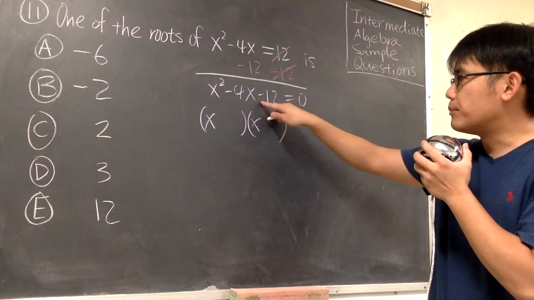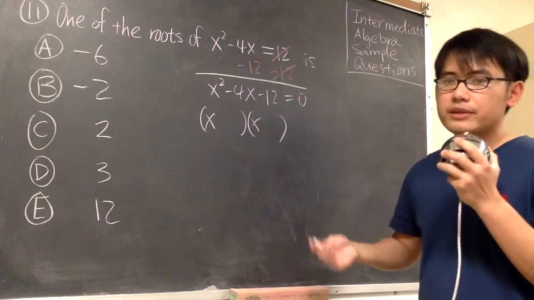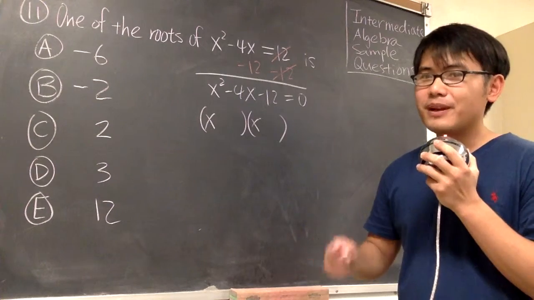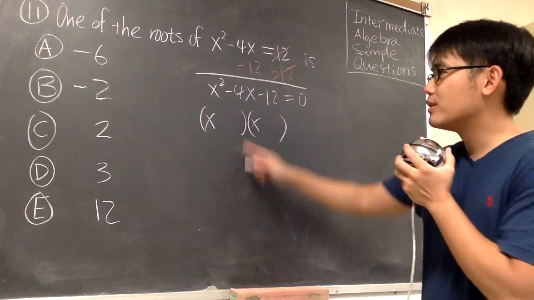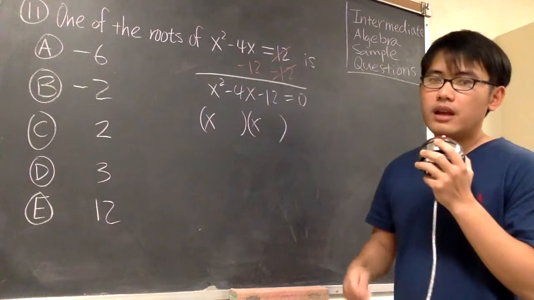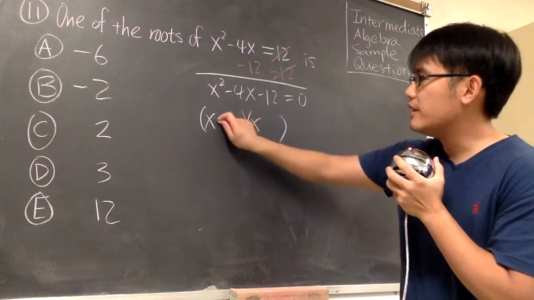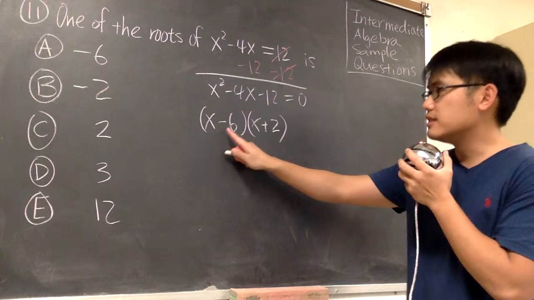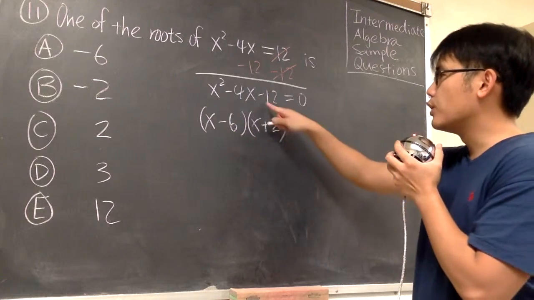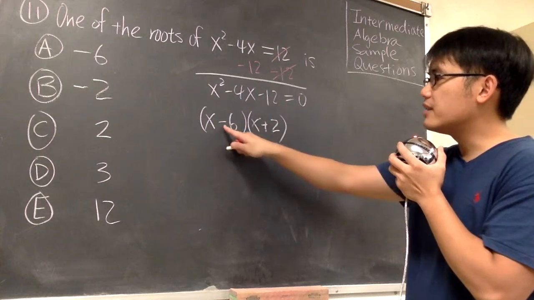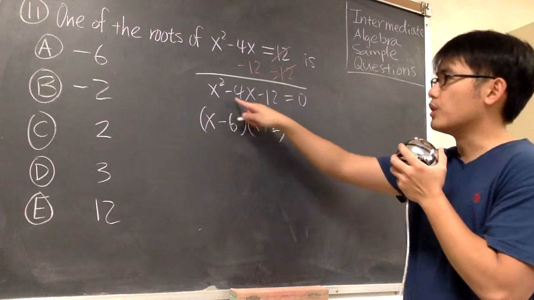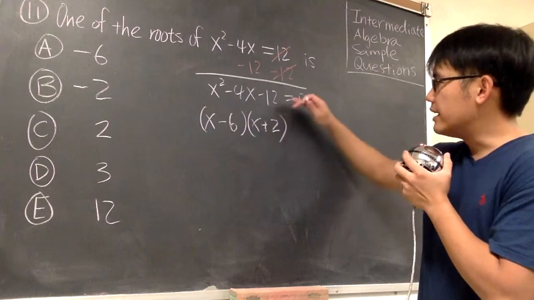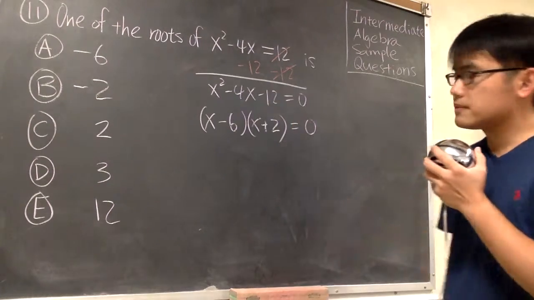And then I look at the number negative 12. And I think about what times what will give us negative 12. But in the meantime, those two numbers have to combine to be negative 4. And the correct choice in this case is negative 6 plus 2. Because negative 6 times positive 2 will give us negative 12, and then negative 6 plus 2 will give us the negative 4. So this is the factoring, and then this is equal to 0.